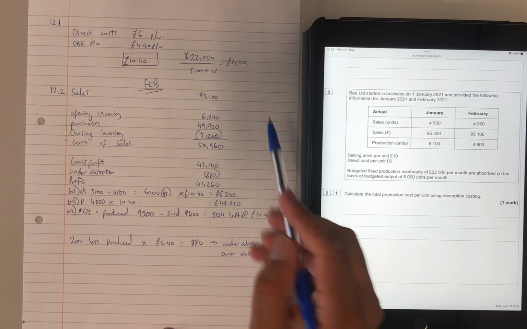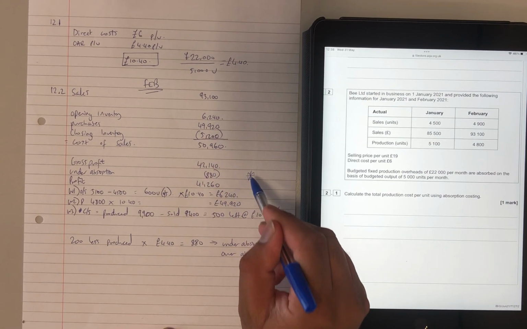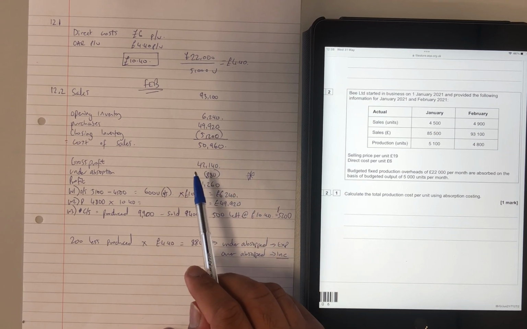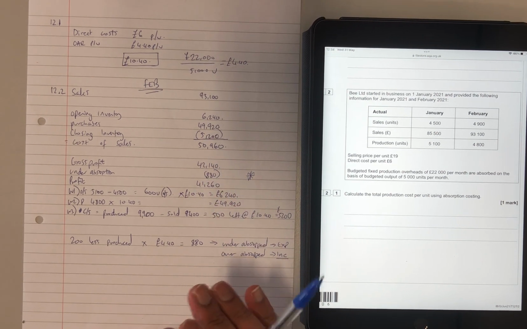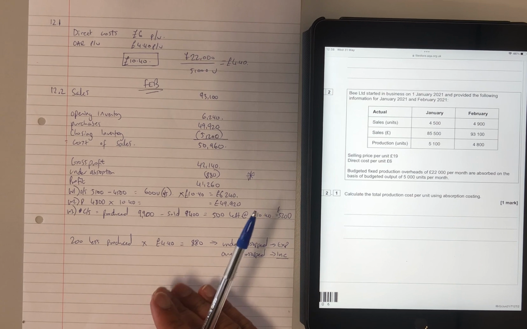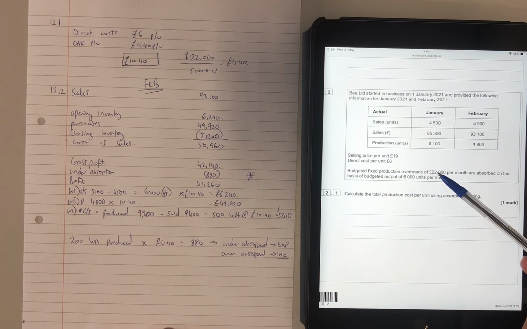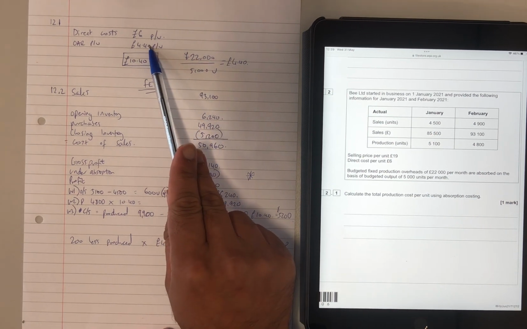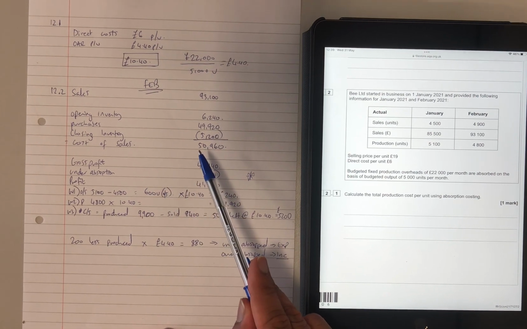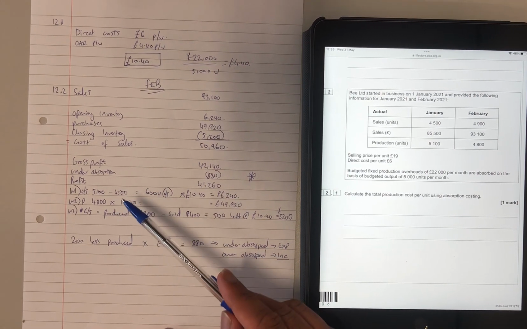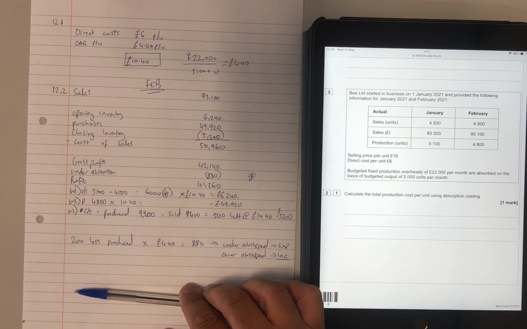Now this part here is probably where students are going to go wrong, and they probably don't know what absorption costing is. All that means is that we did 22. Remember that 1 mark question? We did 22 divided by 5. That gave us an OAR rate of £4.40. Okay, every time you make something, we're going to include £4.40 as part of our costing.